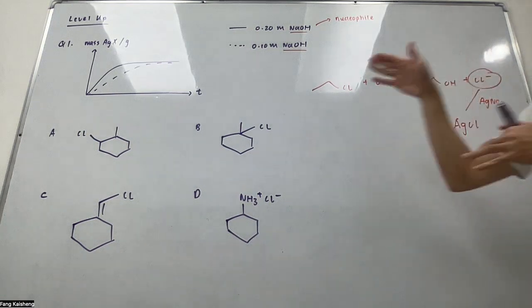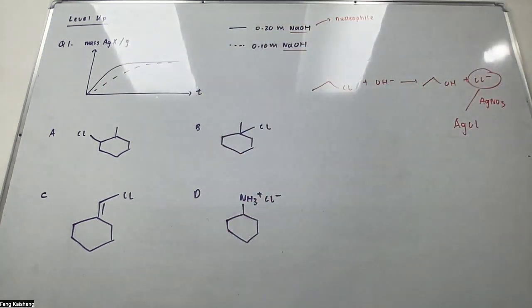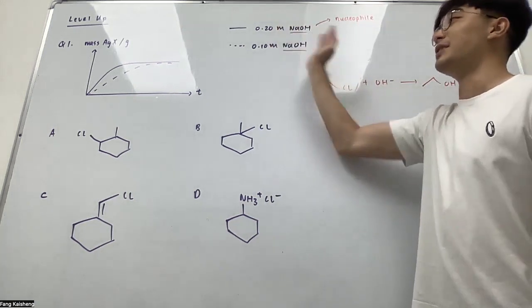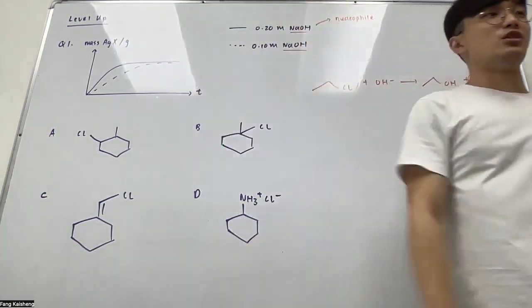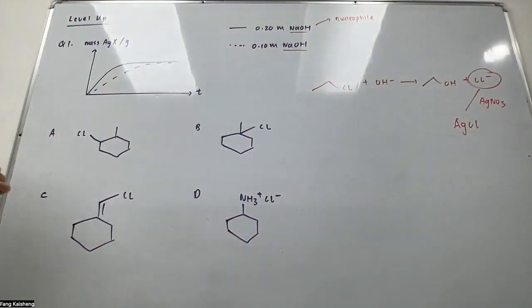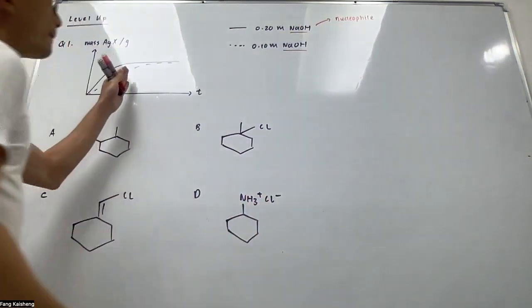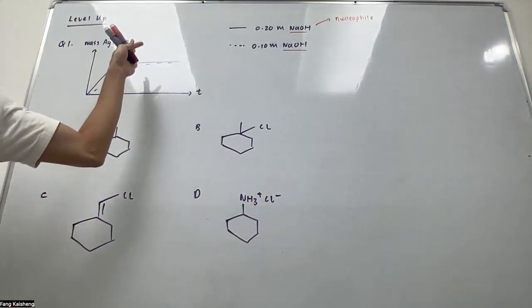In the meantime, it takes time for AgX to form. Eventually it hits the maximum, which means the reaction has completed. But what's the significance of these two graphs? NaOH is a nucleophile. By changing the concentration of the nucleophile, the graphs change. Can someone tell me the difference between these two graphs first? The speed, the rate. Good. The difference between the two graphs is the rate.